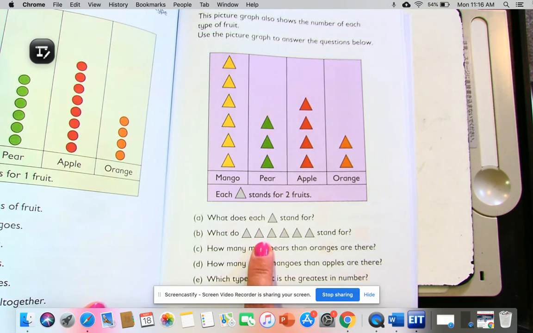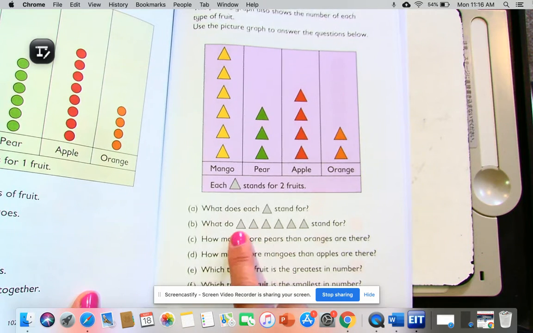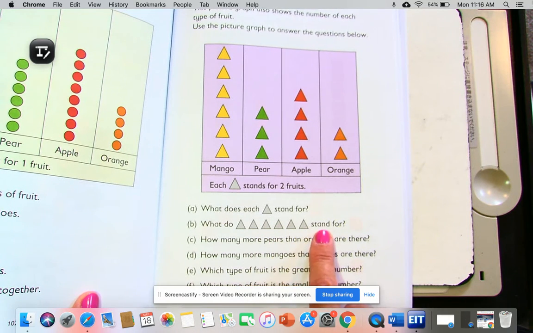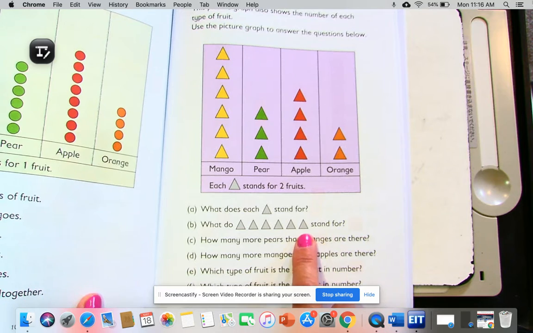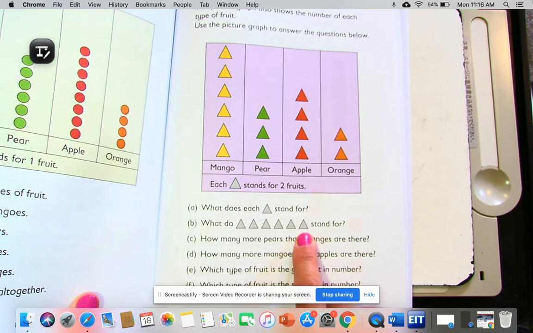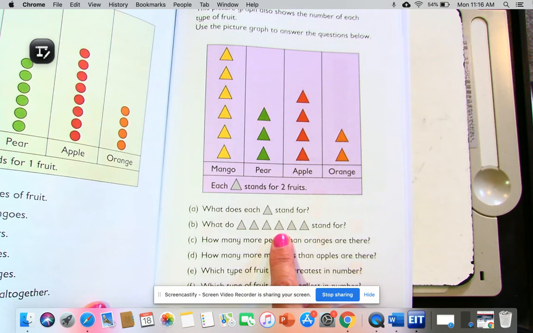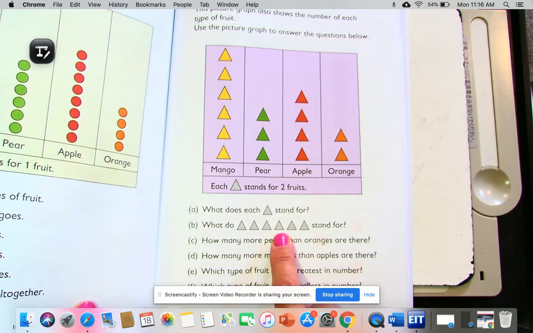So the next question here, it says, what do 1, 2, 3, 4, 5, 6 triangles stand for? Well, we could do this a couple different ways. We could do 6 times 2 because we know that each triangle stands for 2 fruit. So 6 times 2 is 12. Or we could also skip count by 2s.